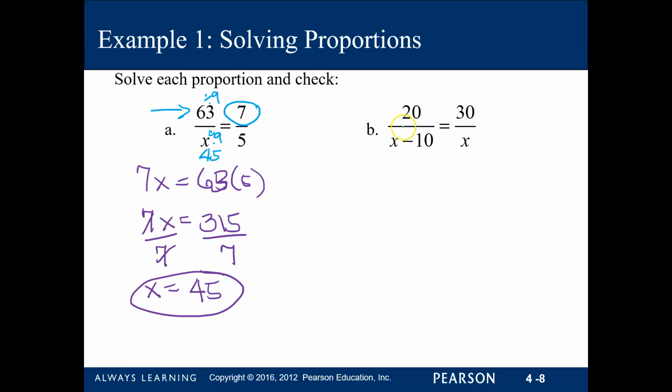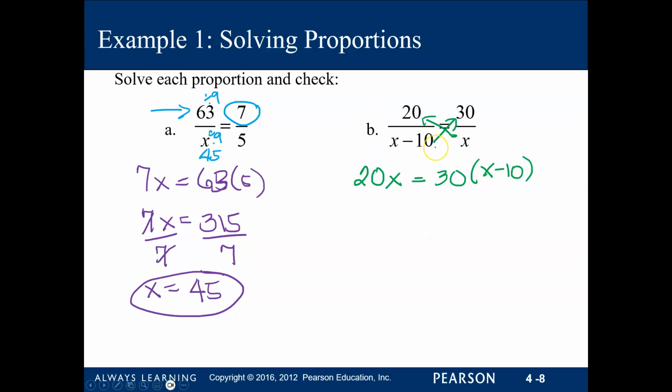All right, so let's move on to our next example. Let's have 20 over x minus 10 is going to be equal to 30 over x. Now, as you can see here, 20, can you multiply or divide a number to make it a 30? There's none, okay? So you cannot see that pattern right away. So we have to do our cross product. So in this case, this is going to be 20 times x, which is 20x, is equal to 30 times the expression x minus 10.